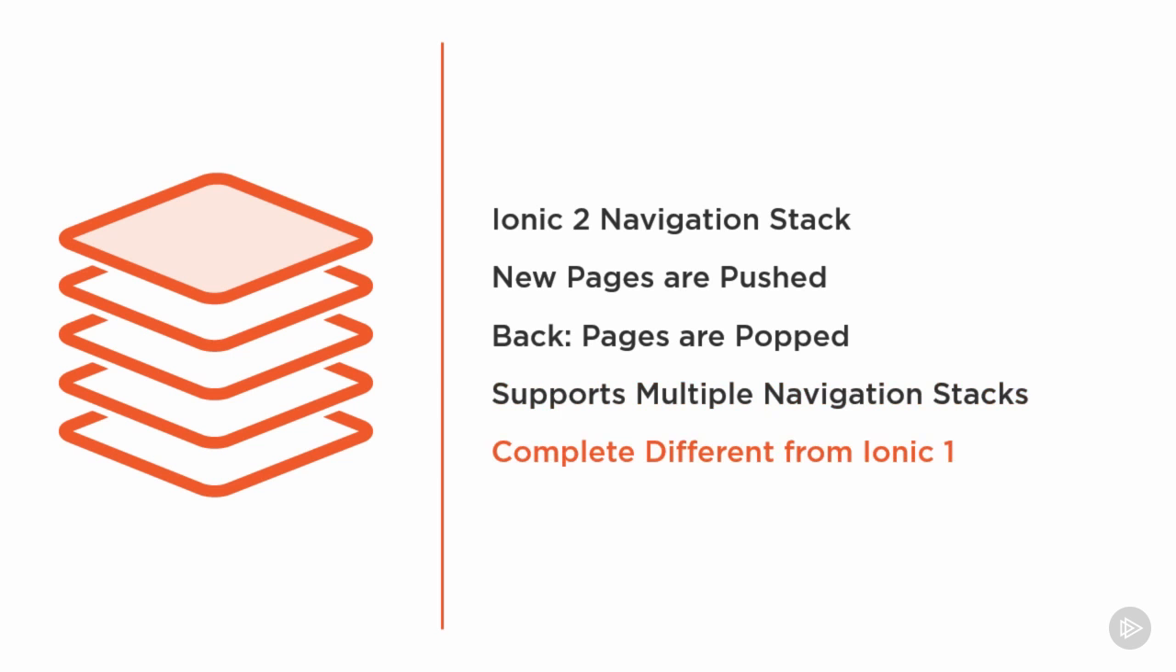Ionic 1 was based on the UI router component. Typical use of the UI router revolved around URLs, although this wasn't 100% required, as you could use named routes only. But with Ionic 2, since it's based on the concept of a stack, URLs don't factor in at all to basic navigation. That's not to say that Ionic 2 doesn't support URLs.